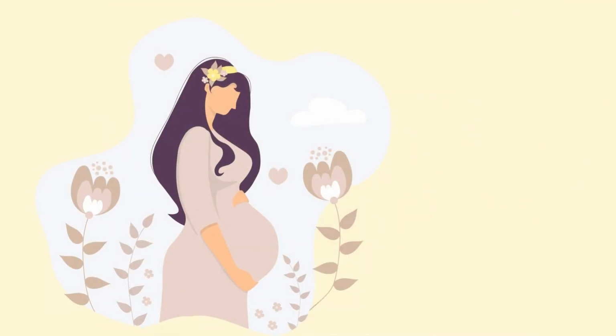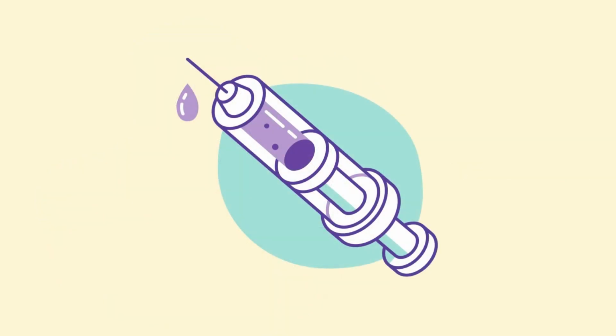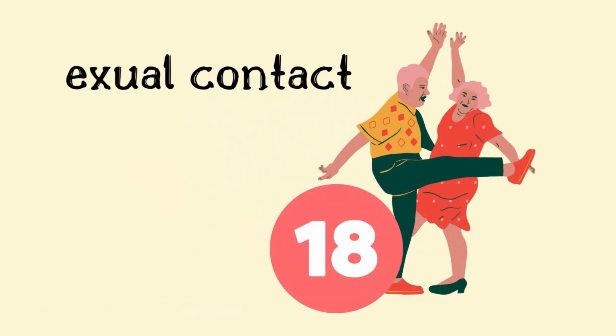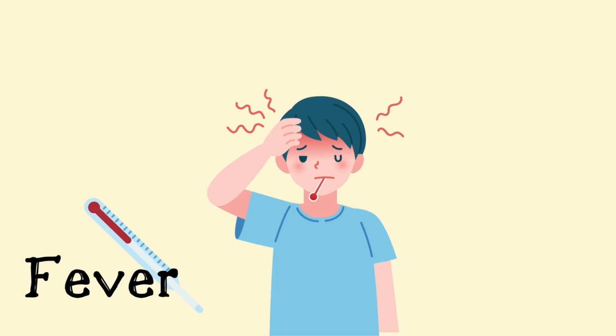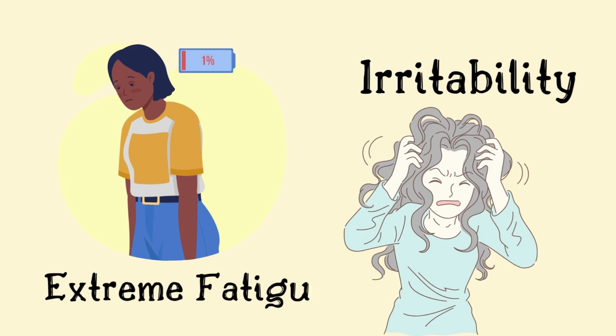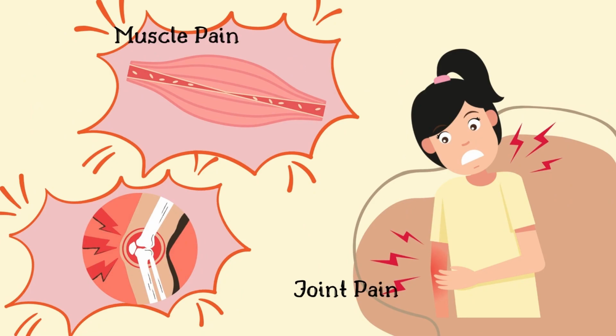The disease is mostly transmitted by bites, but a few other methods are also known, such as mother-to-child infection, as the trypanosoma can cross the placenta, accidental infections in laboratories due to pricks with contaminated needles, and through sexual contact. There are multiple symptoms caused by the disease, mainly fever, severe headaches, irritability, extreme fatigue, swollen lymph nodes, and aching muscles and joints. Typically, the symptoms will occur within 1 to 3 weeks after the infection.